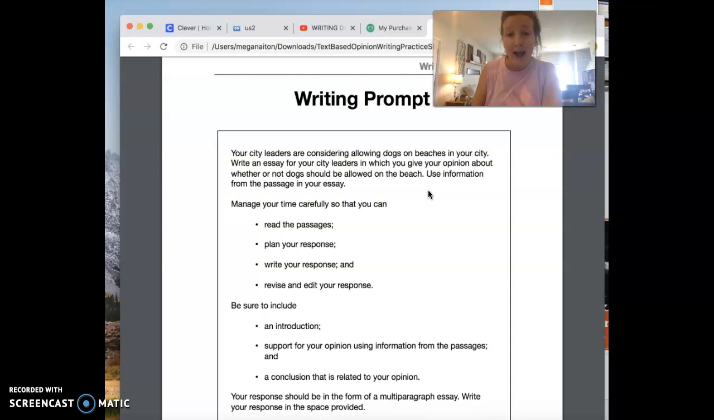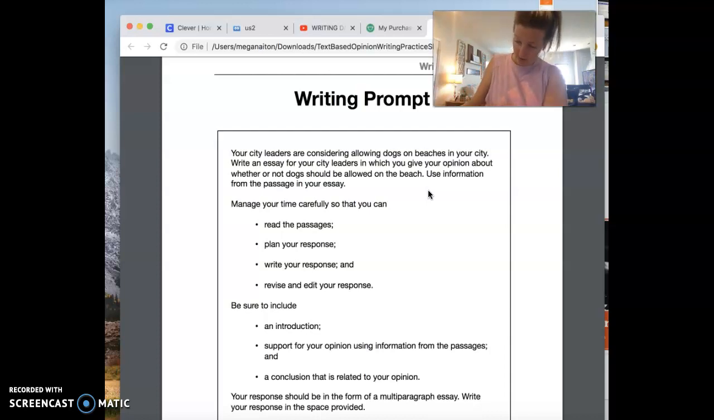Many of you might not have printers, so you're going to need something to write on and something to write with. At the top of my paper, and I'll show you in a moment what I wrote, I write, should dogs be allowed on beaches? Now, you are not writing about dogs on beaches. You are writing about plastic straws.